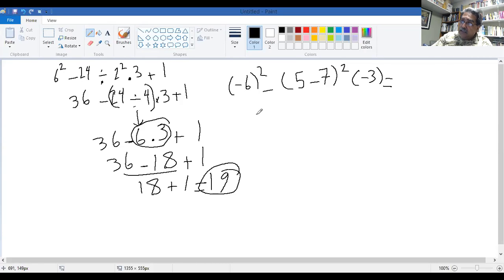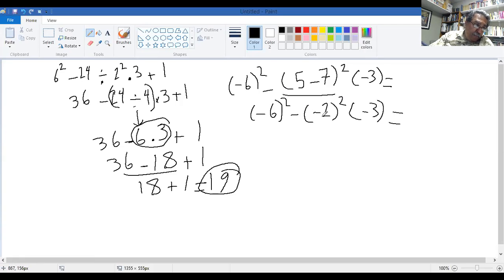So this is equal to minus 6 to the power of 2. First, let's do inside here. 5 minus 7, minus 7 is bigger, so it becomes minus 2 to the power of 2 times minus 3. All right. Then we do the exponents.